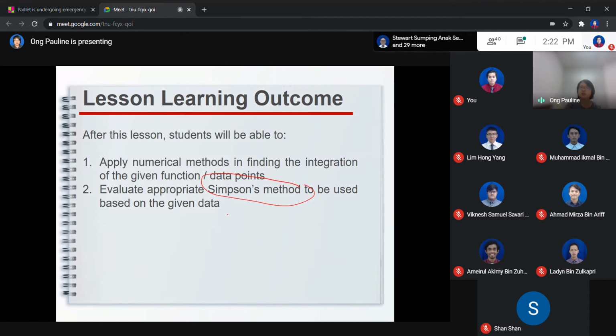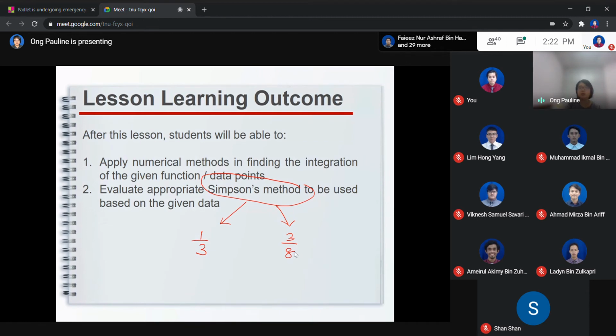For the second learning outcome, this is for the Simpson methods. For Simpson's methods, we have two types of Simpson's. One is 1/3, and another is Simpson's 3/8. You should know that there is some requirement for choosing when to use Simpson's 1/3 and when to apply Simpson's 3/8. It actually depends on the number of data points that we have. We will look at it later in today's class. So this is the learning outcome.